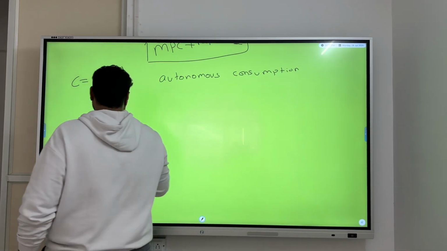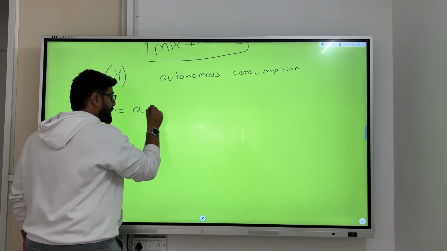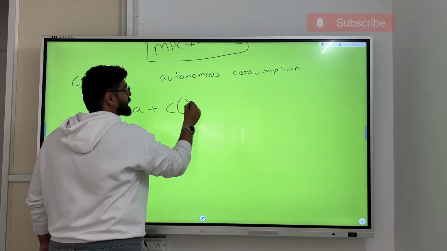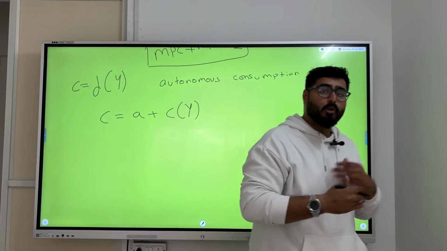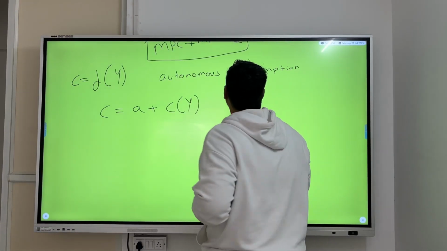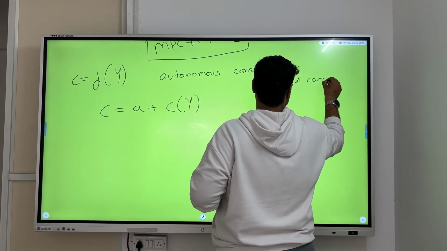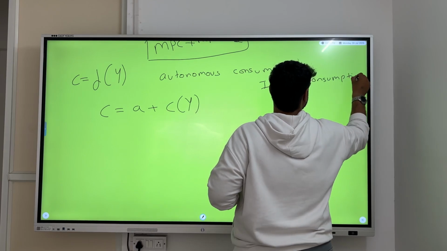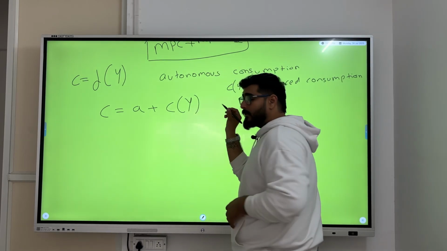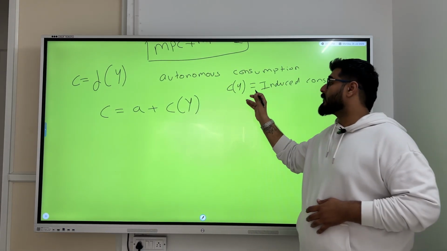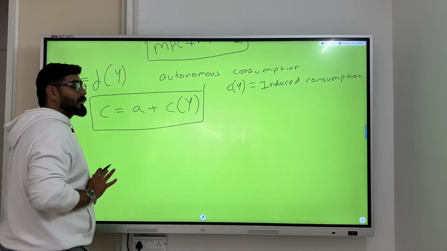So consumption C is equal to A, where A is your autonomous consumption, plus consumption which is induced by income. That means as and when my income goes on increasing, my consumption also goes on increasing. That is called induced consumption, C of Y. That is a consumption which depends on our income. This is my formula for consumption.